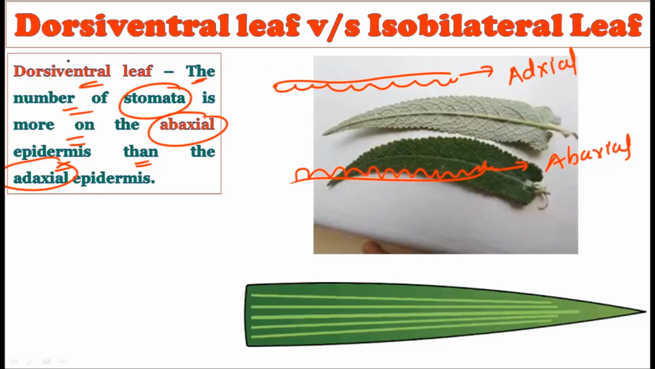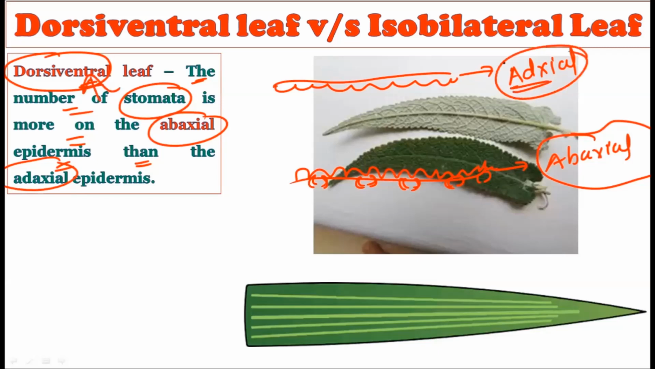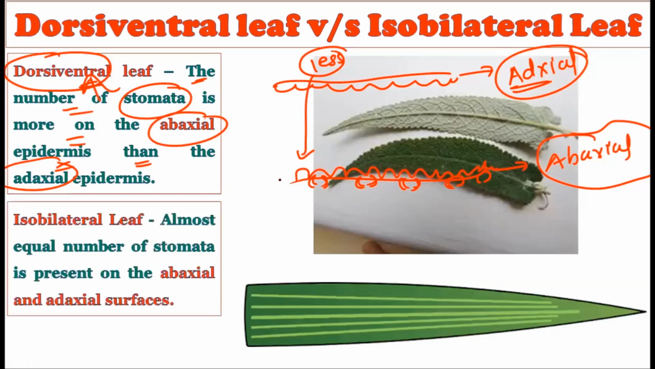Now consider, whenever you talk about the dorsoventral leaf, it tends to show more stomata on the abaxial side, that is, on the lower side of the leaf. On the lower side there is a greater presence of stomata in the dorsoventral leaf as compared to the upper side, the adaxial side. On the adaxial side, you will always find fewer stomata when you compare with the abaxial side. But on the other hand, what happens in the isobilateral leaf?